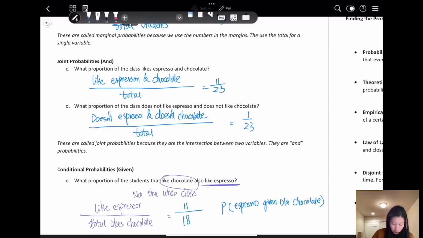That means on top of this, they're not just liking espresso. They like espresso and chocolate, given that those students like chocolate. Okay, that's it for today. Let me know if you have any other questions.